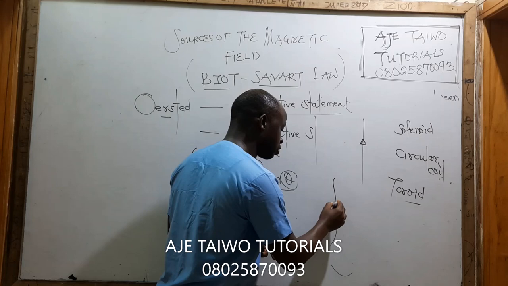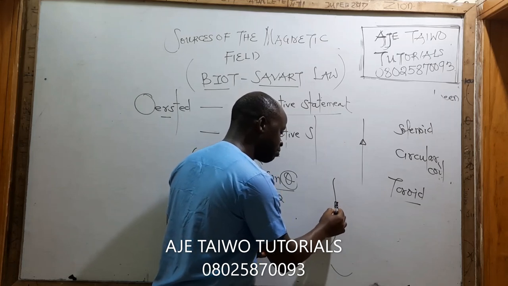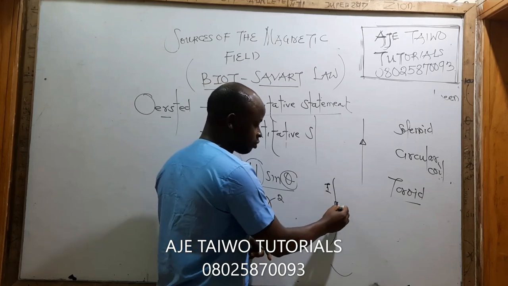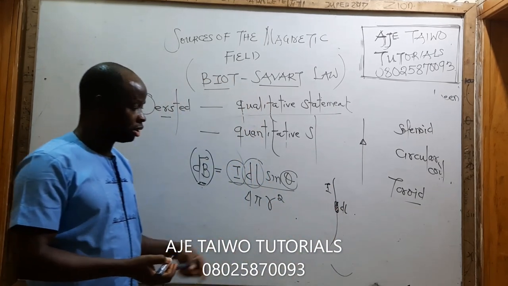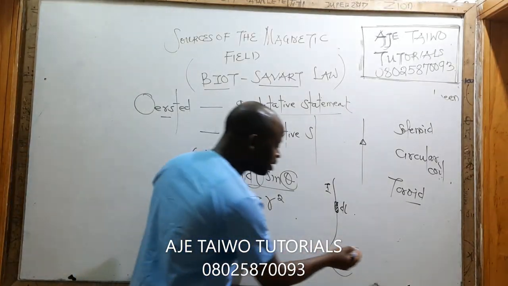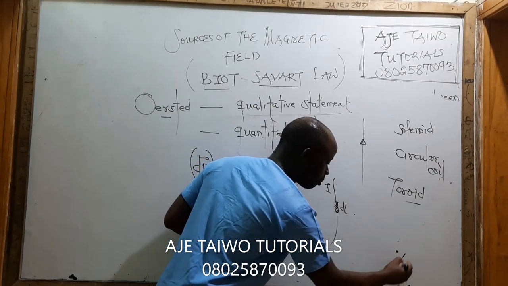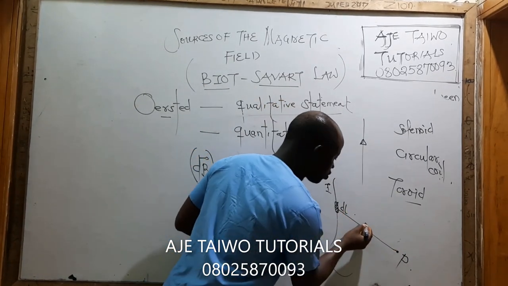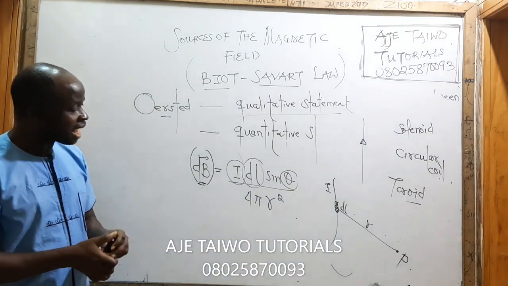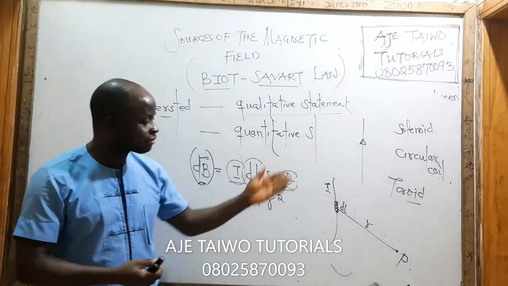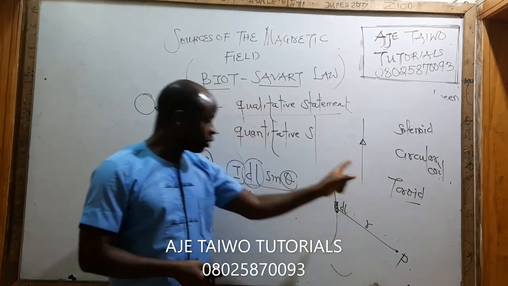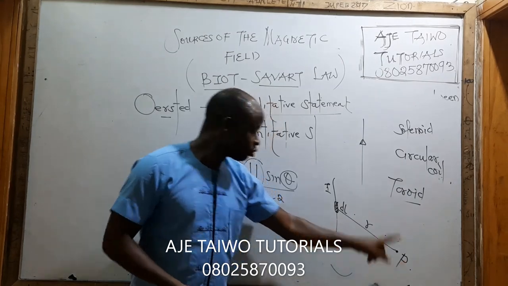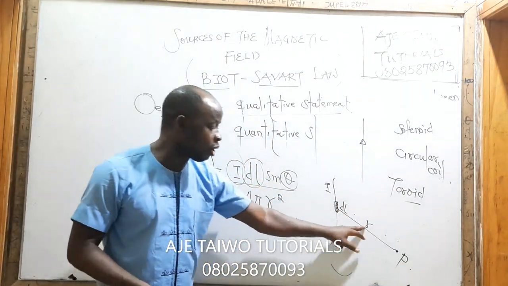If this is a current carrying conductor, and I'm taking an elemental part, a small portion of this current carrying conductor, carrying current I, this one is a small length dl. And somebody stands here. The distance from this place to this place is what is called r. So this r means distance from any point P to the current carrying conductor. Distance of any point P to the current carrying conductor is called r.